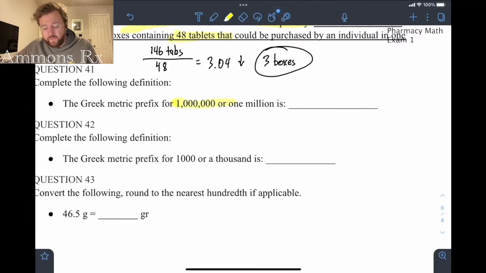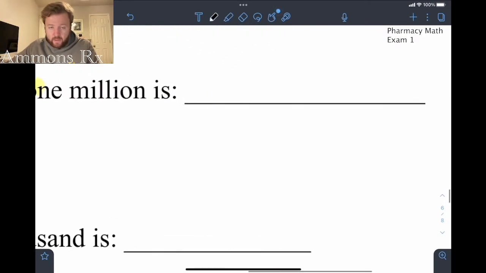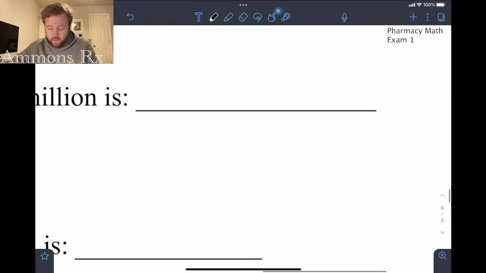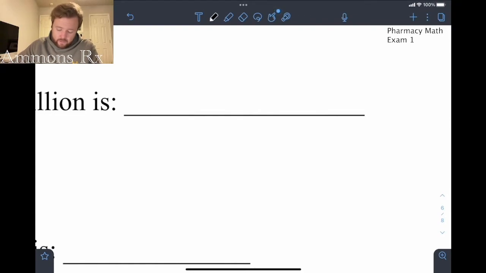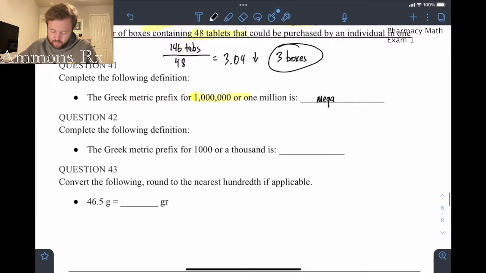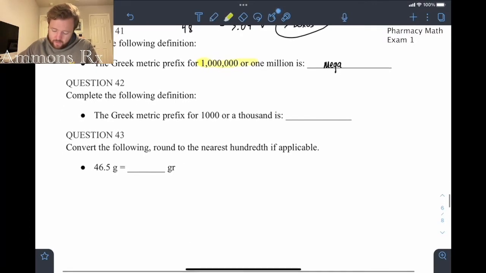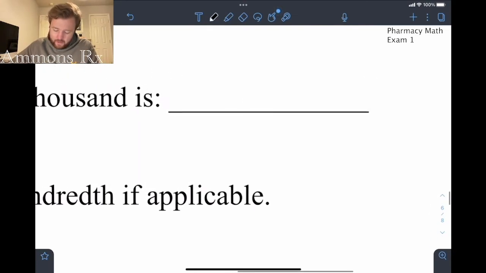Now, this is a prefix for 1 million. So this is the opposite of 1 over 1 million. This is going to be a big number. And if you know anything about the lotto or the Powerball, that is going to be the mega millions. So this is mega. Okay. 1,000. That is the opposite of milli. And the opposite of milli is kilo.